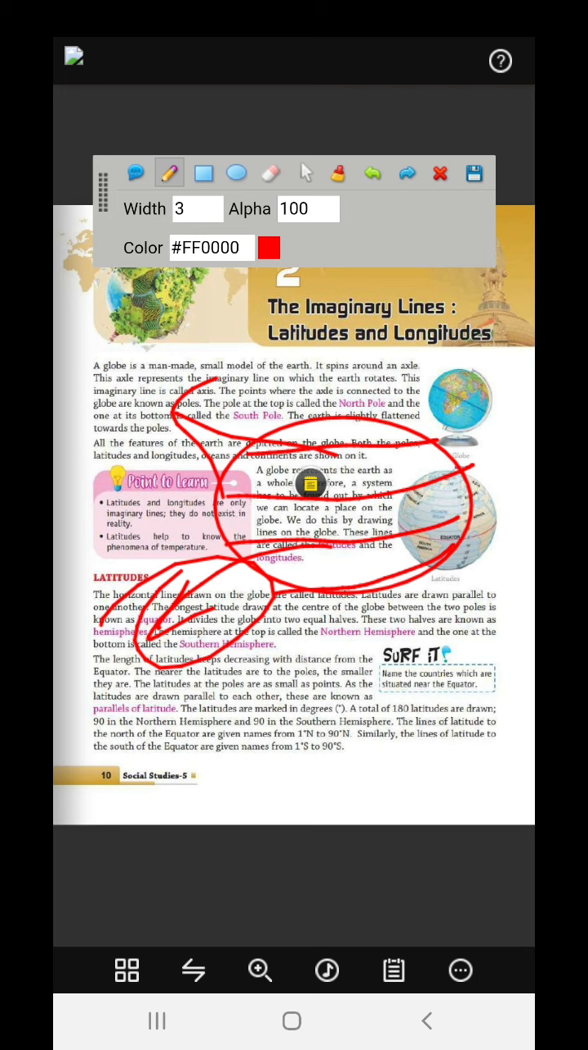So the latitudes at the pole are small as points. Okay, so the North Pole is only 1 point and the South Pole is only 1 point. So these are known as parallels, and they are parallel to each other.